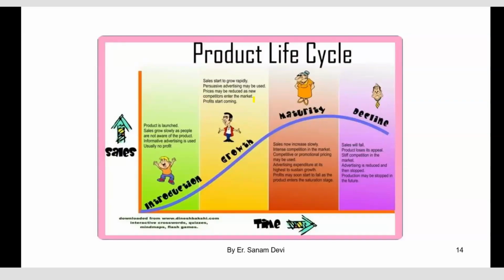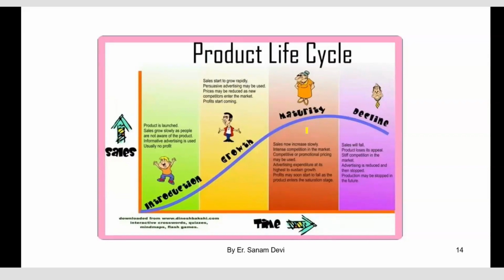Your competitor may enter the market. Your profits start coming. In this growth stage, competitors may come. For example, not only one e-bike company was there; there were so many companies. We will meet them in the growth stage only. Okay. Now that stage of growth, maturity means your sales are now increasing slowly.